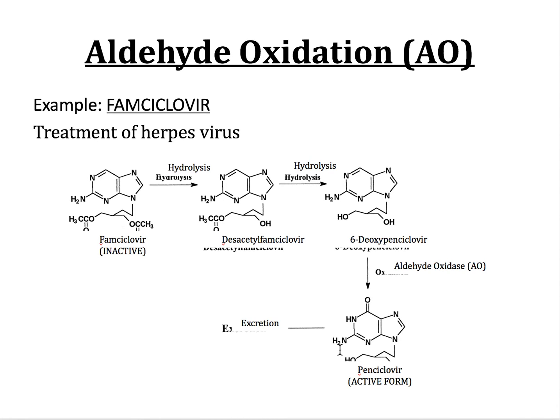An example is famciclovir. It's usually used to treat herpes virus, but the initial prodrug that we administer is inactive, as you can see. First, it undergoes hydrolysis. So hydrolysis is breaking up using a water molecule, and then it becomes 6-deoxypenciclovir, and then aldehyde oxidation takes place. What it does is convert it into the active form of the drug.